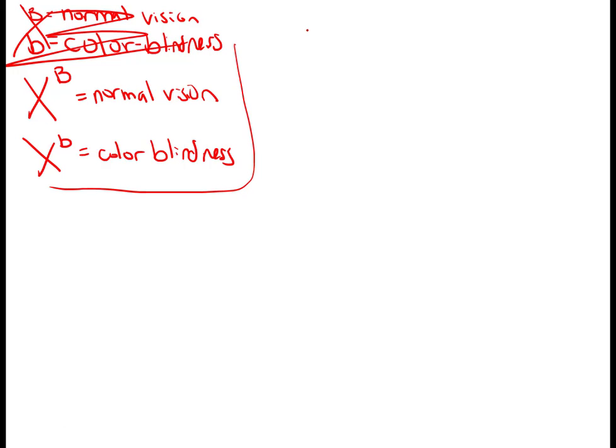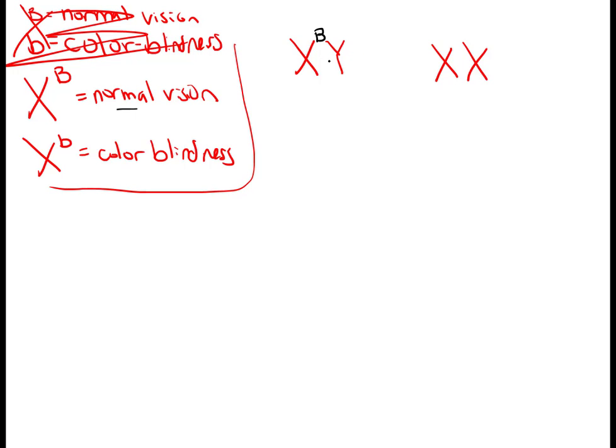So let's say we had an individual who was XY, and then we had another individual who was XX. Now let's say this XY individual had normal vision. What we would do is we would put that big B here next to the X, but the Y does not carry an allele on it.